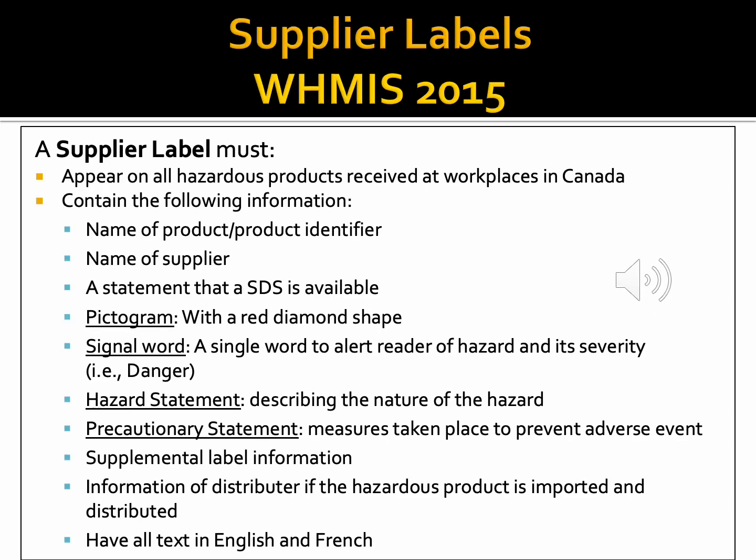A supplier label must appear on all hazardous products received at workplaces in Canada. It must contain the following information: name of product, product identifier, name of supplier, and a statement that an SDS is available.